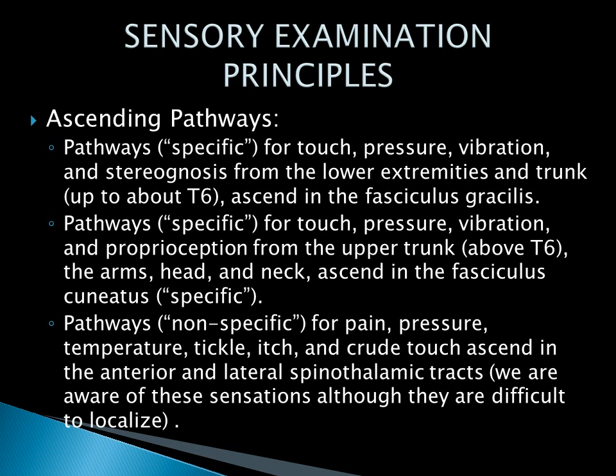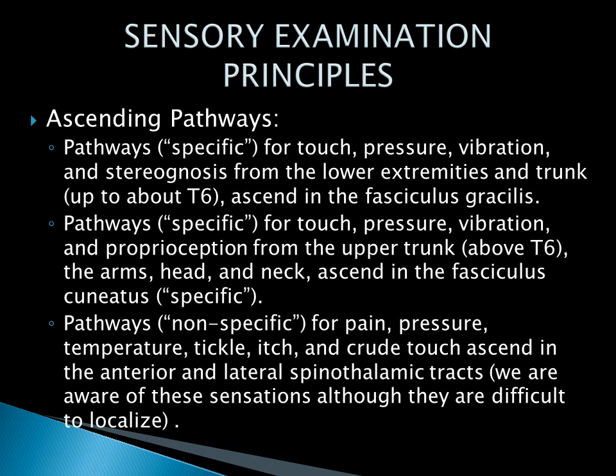We're aware of the location of a stimulus, but the exact location of that stimulus is harder to localize. So our specific pathways from the lower extremities and trunk ascend in the fasciculus gracilis. Specific pathways for touch, pressure, vibration, and proprioception from the upper trunk, from the arms, the head, and the neck, they also ascend in the dorsal column in the fasciculus cuneatus.